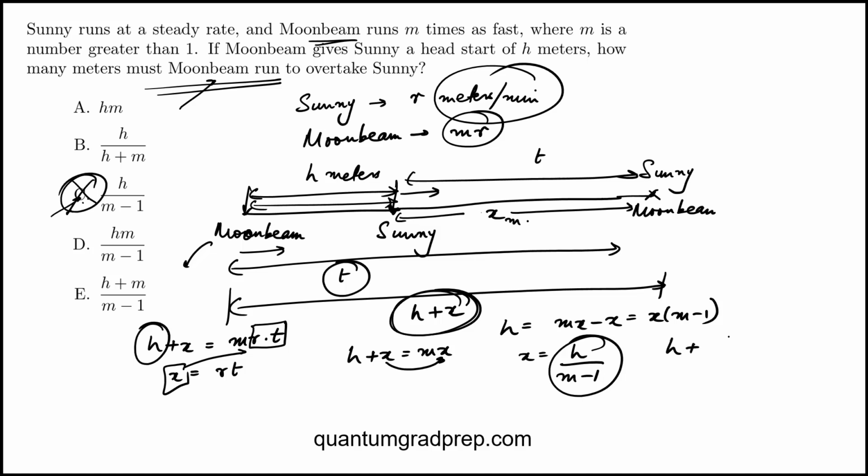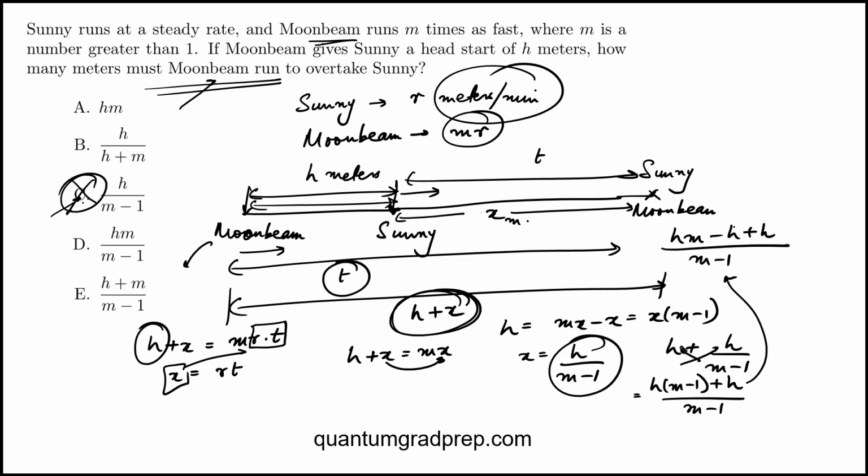So it would be h plus h over m minus 1, which has a new denominator of m minus 1. I cross multiply like this: h times (m minus 1) plus h. If we simplify that, distribute the h, you'll notice the h term drops out. I'm left with hm over m minus 1, which is answer choice D.